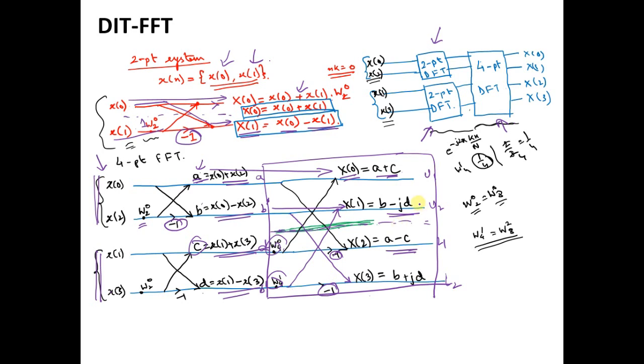From where did this minus J come? Because W14, its value is minus J. So that's why you are getting plus of minus JD, that means B minus JD, right? At the bottom part, B minus J is getting multiplied with minus 1, it is plus JD. Are you getting my point? So in this way we perform the 4-point DFT by the FFT method.